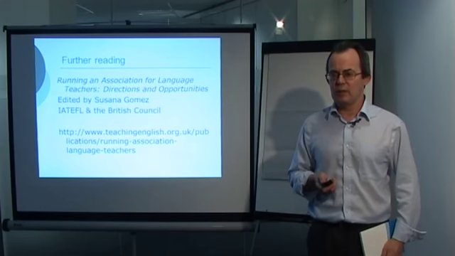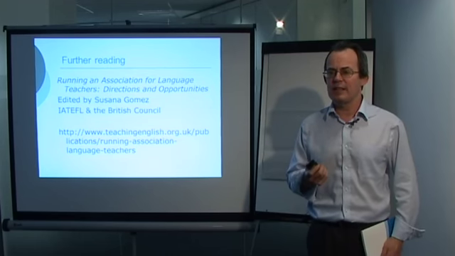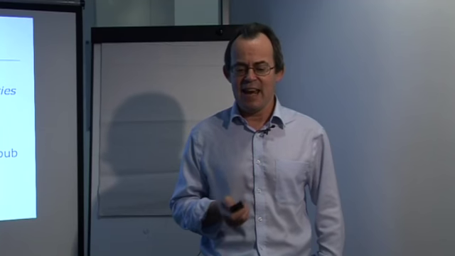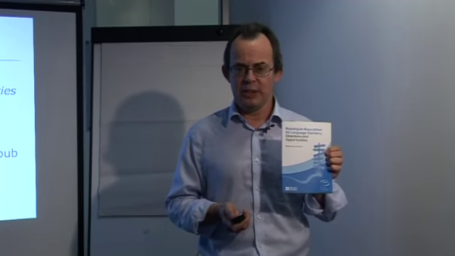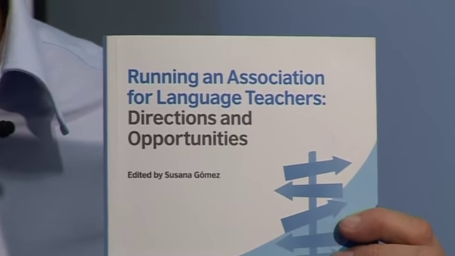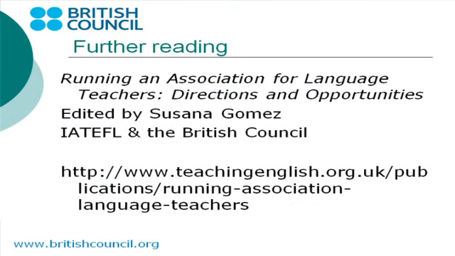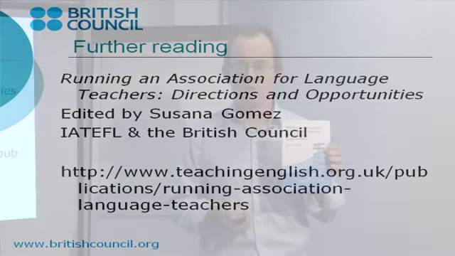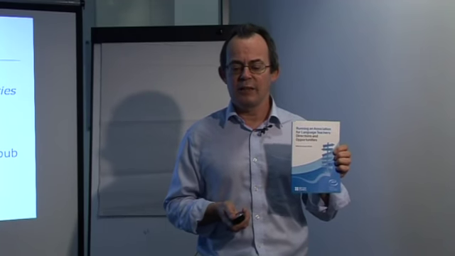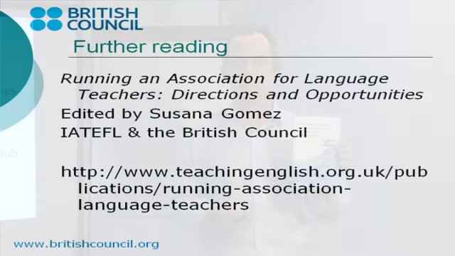What I've tried to do in this talk is emphasize what I think are some of the key essentials for establishing and sustaining TA branches. If you want to read further in this area, you might want to have a look at the book called Running an Association for Language Teachers, which is edited by Susanna Gomez and is published by IATEFL and the British Council. You may be able to get hold of a physical copy, but if you can't, you can download it from the British Council's Teaching English website.